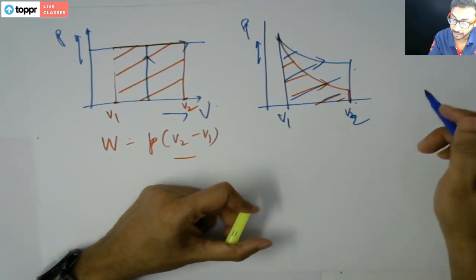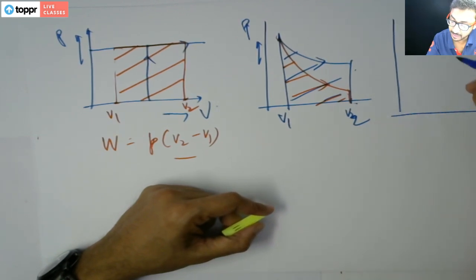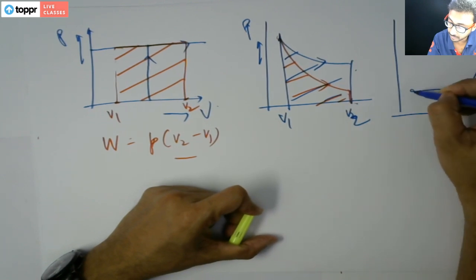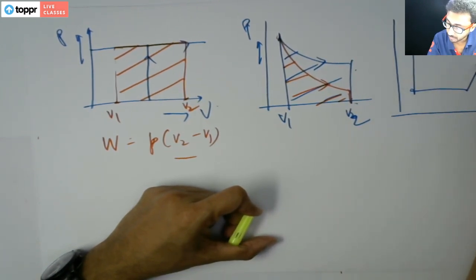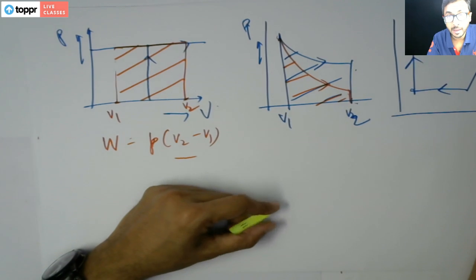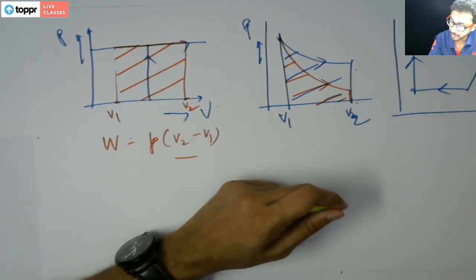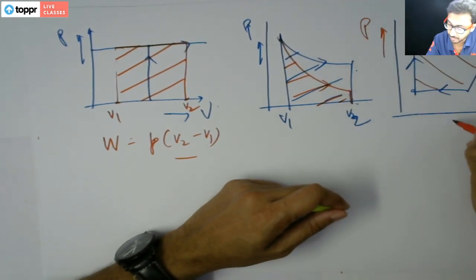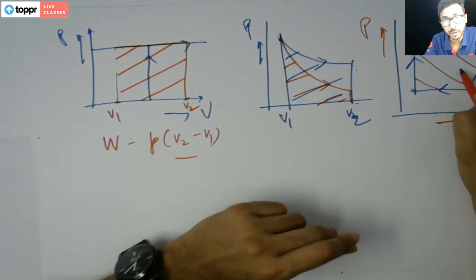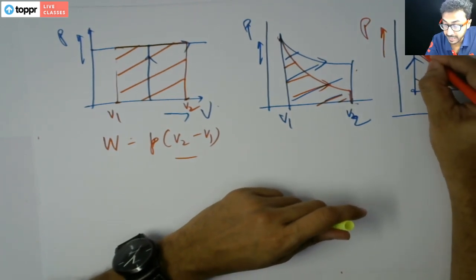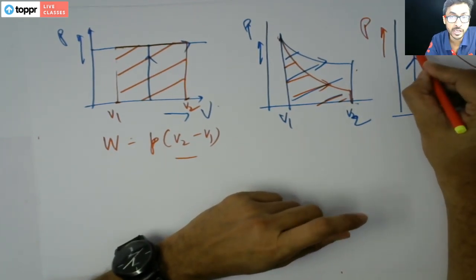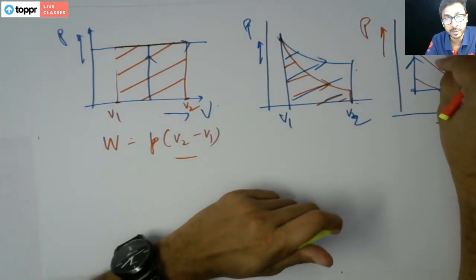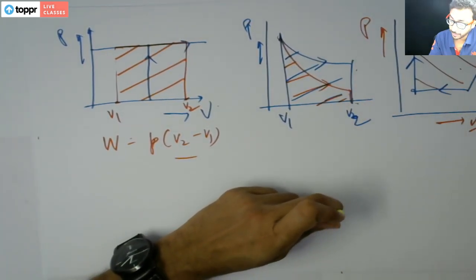Understand? Okay, now say there is a cyclic process. There also, the area bounded within this PV graph will be the work done, right? But there will be no change in internal energy, right? And the whole del Q will be converted to work done.